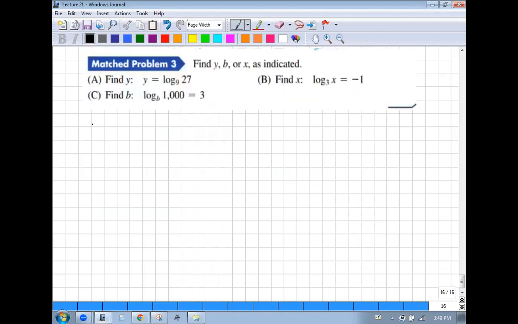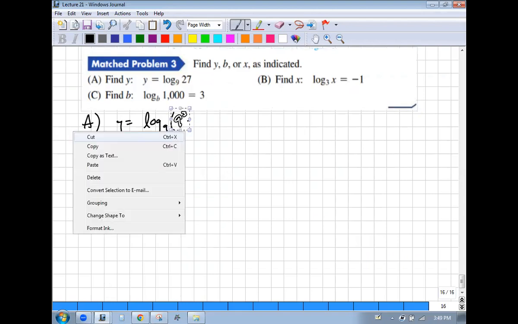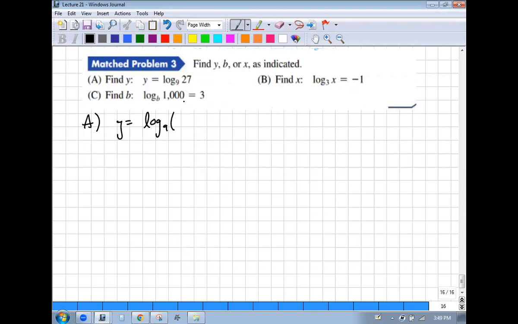Look at A. A is easy. The y is already by itself. All we have to do is evaluate. 27 is 9. No, this is harder, right? We can't write 27 as a power of 9, can we? It's kind of hard. It is a power of 3, and 9 is a power of 3, right? Well, I guess we could do this. We have to write 27 as a power of 9. 27 is 3 cubed, right? So that would be 9 to the 3 halves, right?